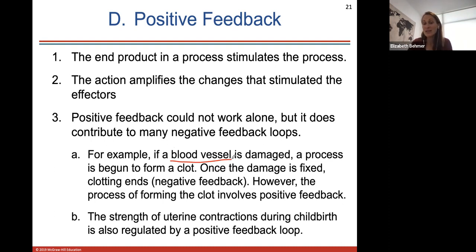And once the damage is fixed, clotting will end. However, the process of forming the clot involves positive feedback to bring as many platelets to stop that blood as possible. Also, a big one is in uterine contractions right before childbirth. This is regulated by a positive feedback loop with the hormone oxytocin, where the levels of oxytocin continue to increase to stimulate stronger and stronger uterine contractions until the baby is born, and then it shuts off.